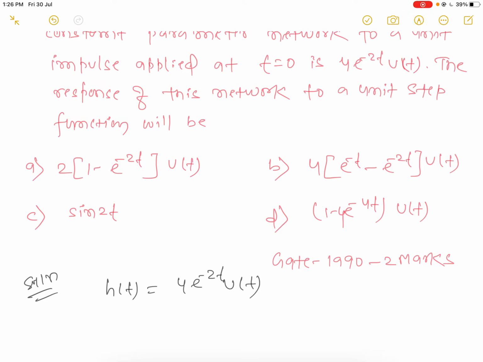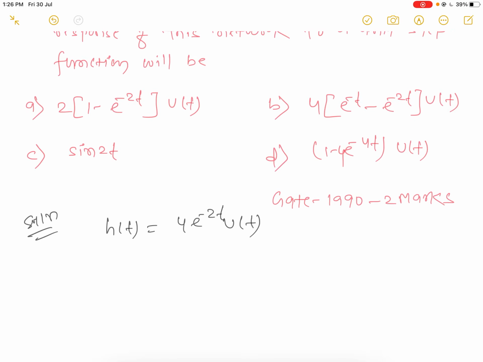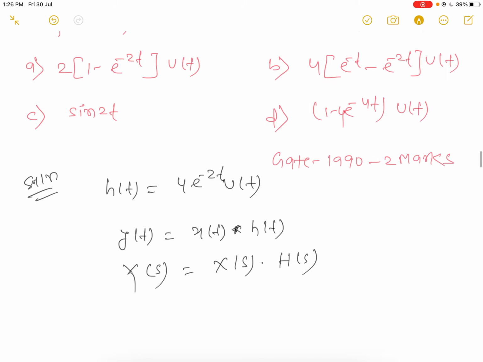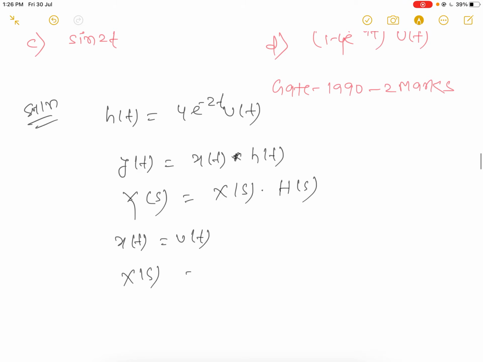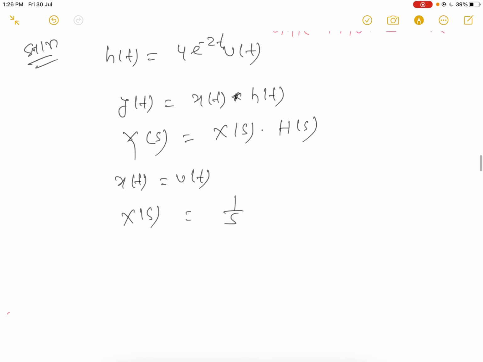The response of the network to a unit step function. We know that the response y(t) in the time domain is x(t) convolved with h(t), but in the frequency domain, the s domain, it will be X(s) times H(s). So first of all, find out what x(t) is. x(t) is a unit step, so X(s) will be 1/s. And what is h(t)? h(t) is 4e^(-2t)u(t).